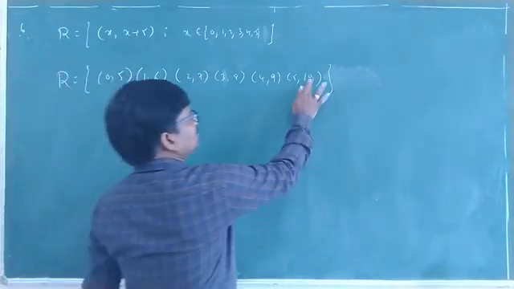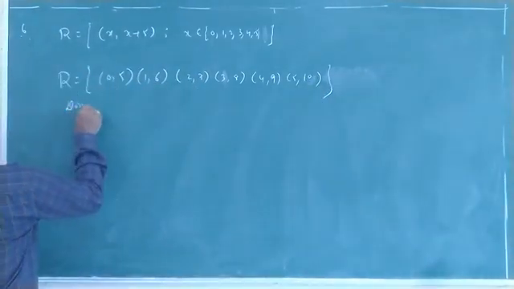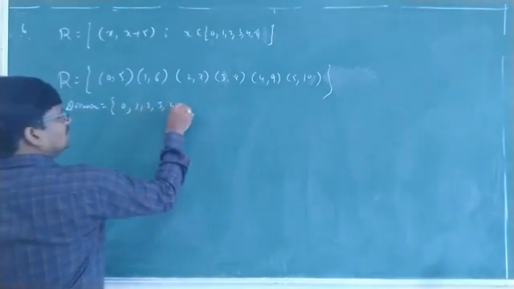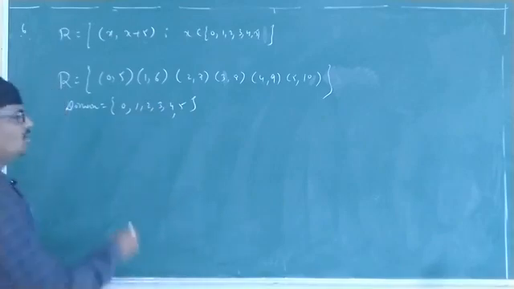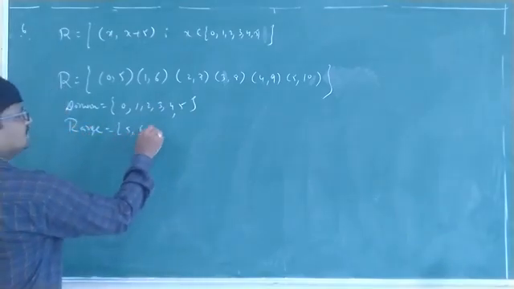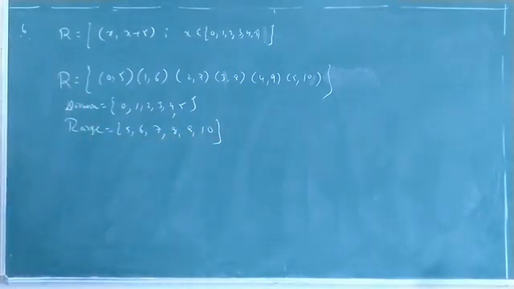Okay, so that is the relation. From this, write the domain. Domain is equal to 0, 1, 2, 3, 4, 5. Okay, what about the range? Range is equal to 5, 6, 7, 8, 9, 10. That is the range. Okay, here the codomain we don't know.